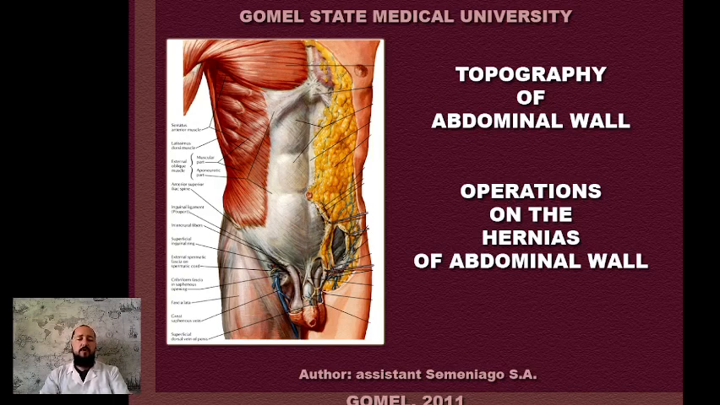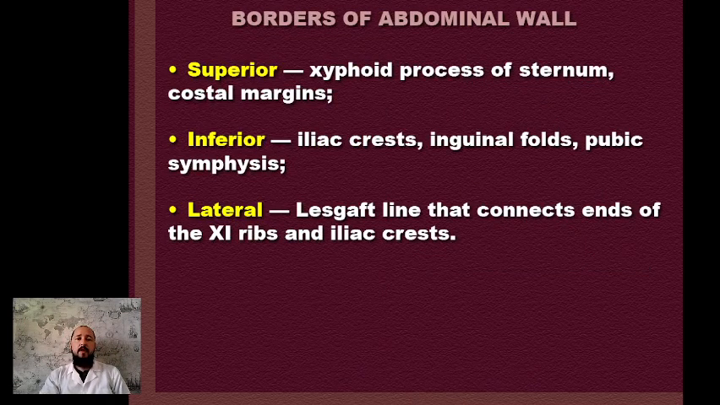Today's topic of our lecture is very important: the topography of the abdominal wall and operations on hernias of the abdominal wall. Let's start. First of all, what are the borders of the abdominal wall? The superior border is the xiphoid process of the sternum and costal margins. The inferior border is the iliac crests, inguinal folds, and pubic symphysis.